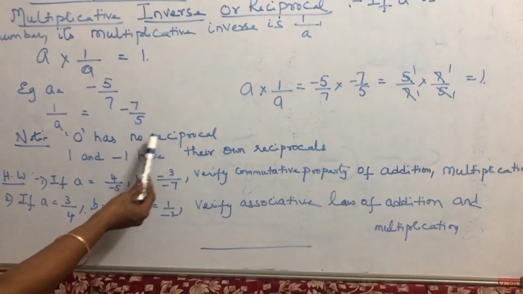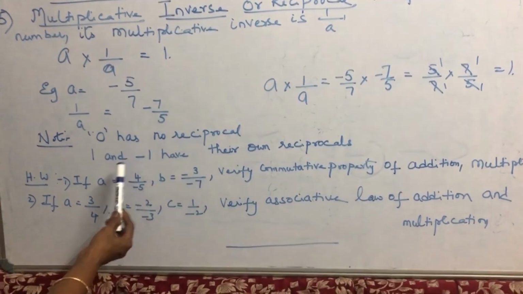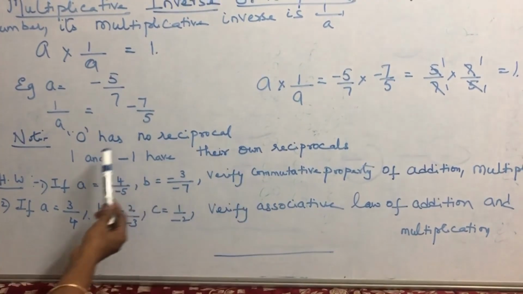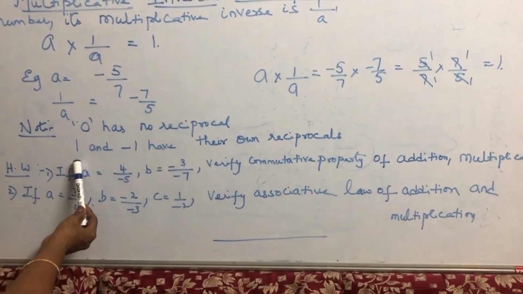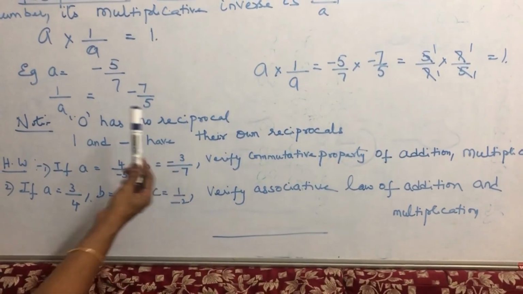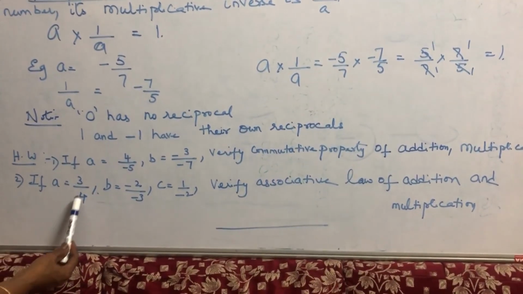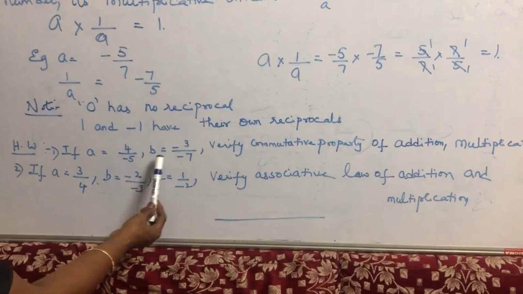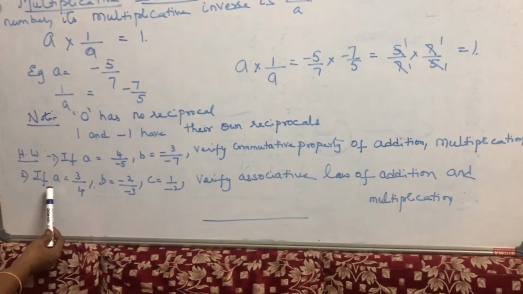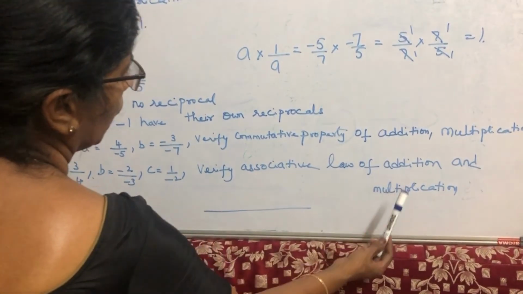0 has no reciprocal. There is no multiplicative inverse for the number 0. 1 and minus 1 have their own reciprocals. The multiplicative inverse of 1 is 1 and the multiplicative inverse of minus 1 is also equal to minus 1. With this, children, you can do for tomorrow the homework given here. Verifying, the first sum is verify the commutative property of addition and multiplication. The second one is to verify the associative law of addition and multiplication.